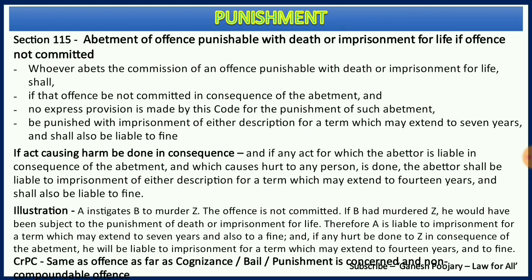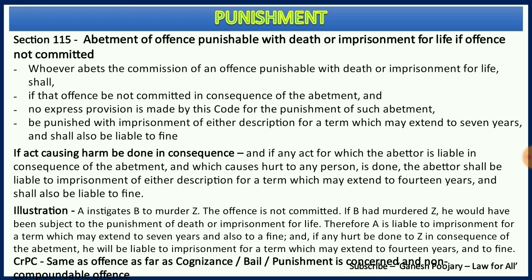To understand more easily, let us take the help of an illustration. Now imagine there is one Mr. A who instigates Mr. B to murder Mr. Z. I think this line is by heart for you also by now, because all the illustrations go this way only. Now A wants Mr. B to kill Mr. Z, so he instigates Mr. B. However, B does not commit any offense. In that case, the punishment for A can be up to 7 years of imprisonment along with fine.